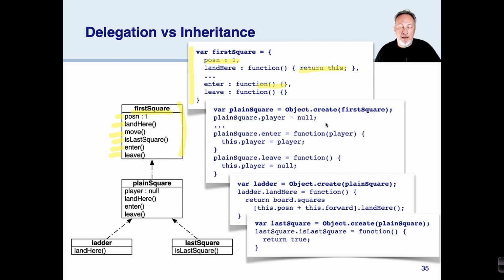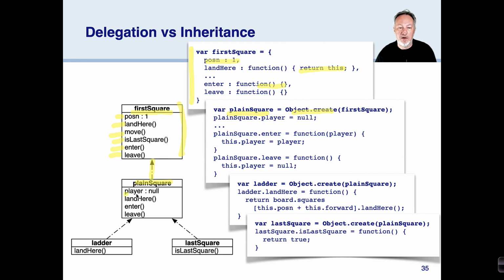Now, by incremental modification, we can define a plain square to be like a first square. So we will clone first square using the object.create method, which will make first square the prototype for plain square. Now all we have to do is update the features and methods that are inherited by delegation to be the ones that we need for a plain square.